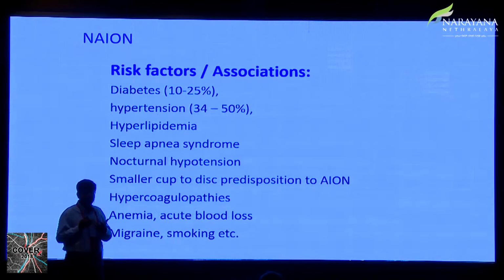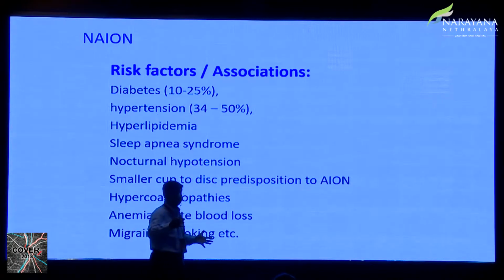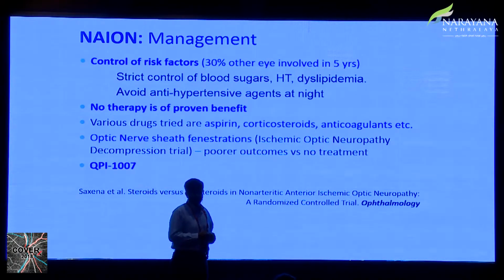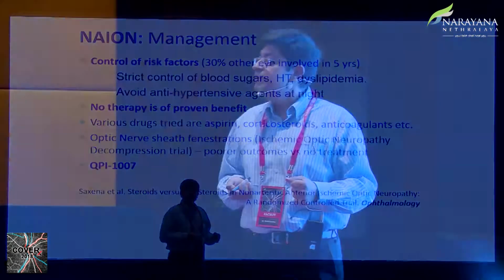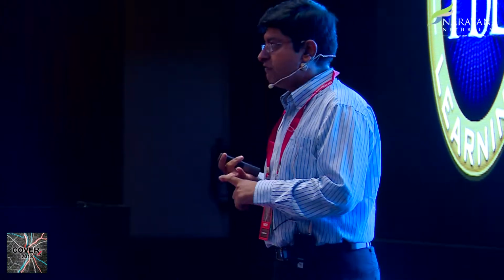hypercoagulopathies, anemia causing ischemia, migraine, smoking. So these are the important risk factors you ask for when you're thinking of NAION. There is still limited management available. Of course, the most important thing you need to do is to control the risk factors that you feel are responsible. No therapy as of now has proven benefit.